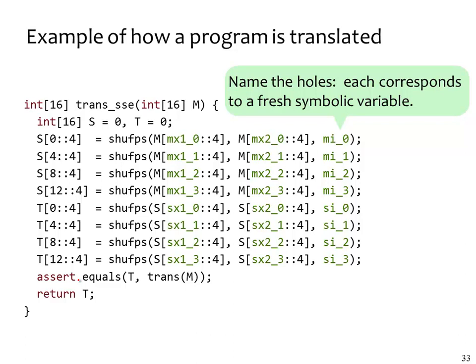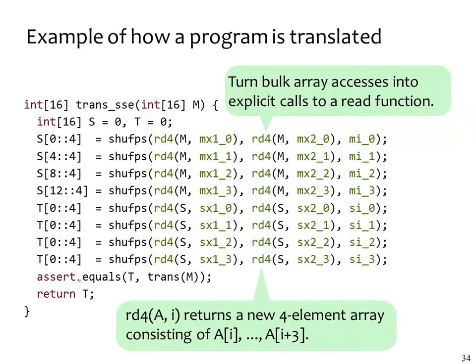The next thing that we're going to do is we're going to make these array accesses, these kind of MATLAB style reads into the array, explicit. We're going to replace them with an explicit read function like this. Okay? So what's happening here is we're saying that instead of that array access, we're now calling this read4 function on a matrix and a starting position, and it returns a new 4-element array which contains the elements A[i] through A[i+3] in the obvious way. So that's all the read function does, it just returns a new array.